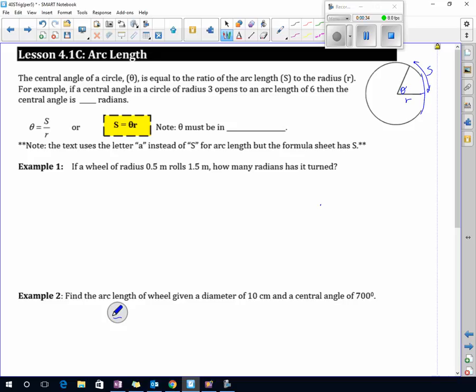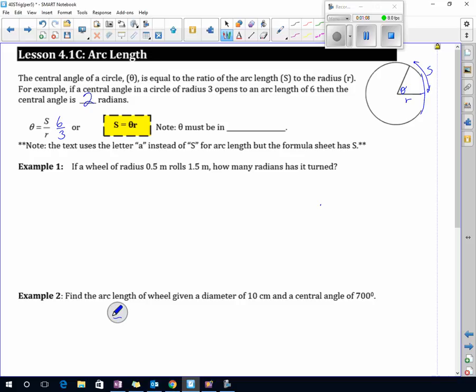For example, if a central angle in a circle has a radius 3 and opens to an arc of 6, then the central angle would be 6 divided by 3, which would give me 2. So the formula that's on your formula sheet when you get it has S equals theta R. Note, theta must be in radians.